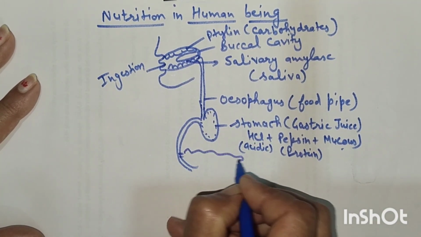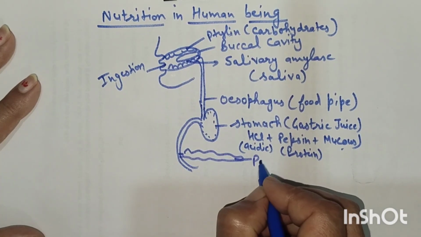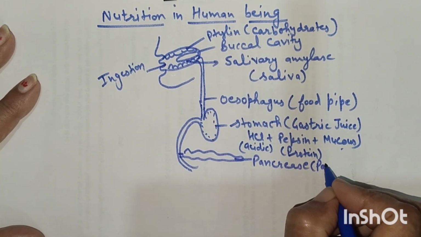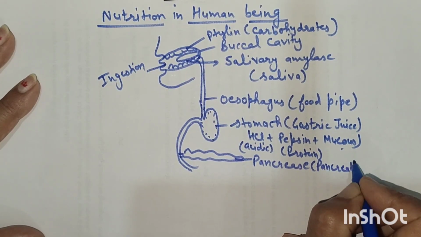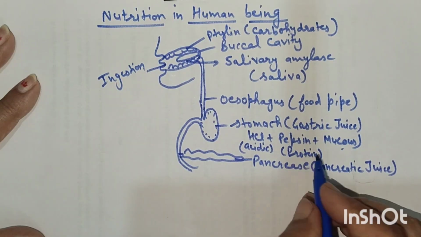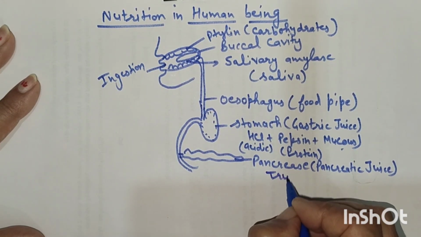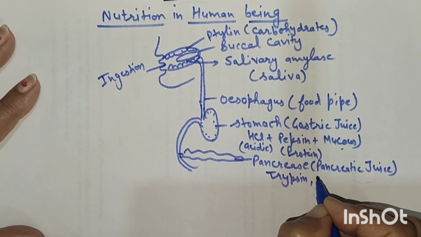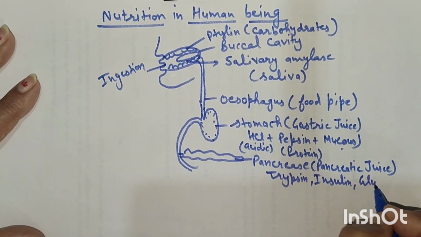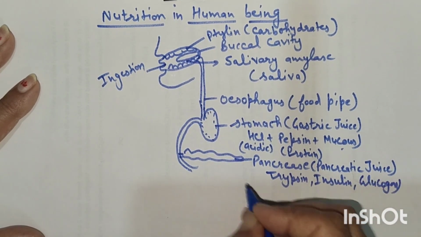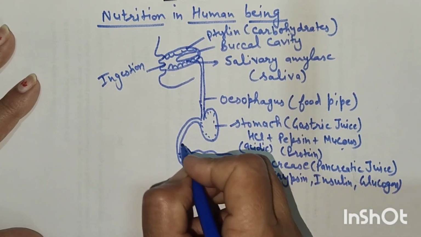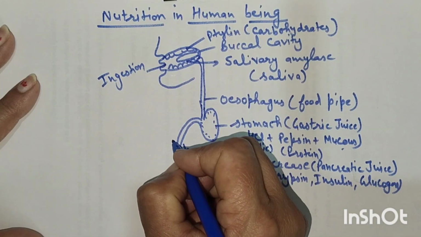Here is a leaf-like structure that is called the pancreas. It releases pancreatic juice. It consists of the enzyme trypsin, insulin and glucagon. Now insulin and glucagon maintain the level of sugar in our body.